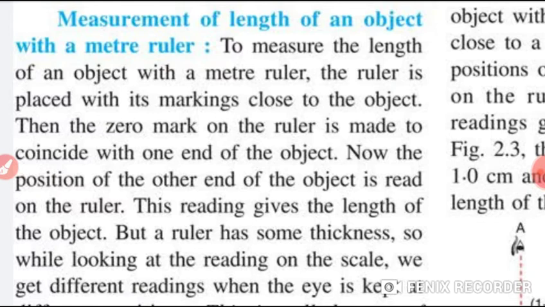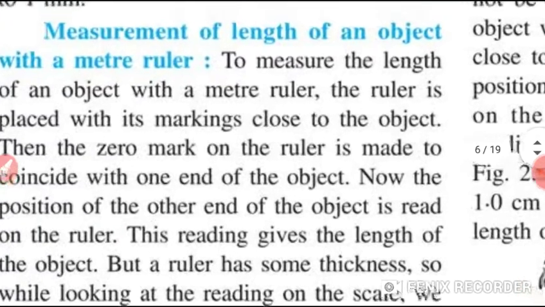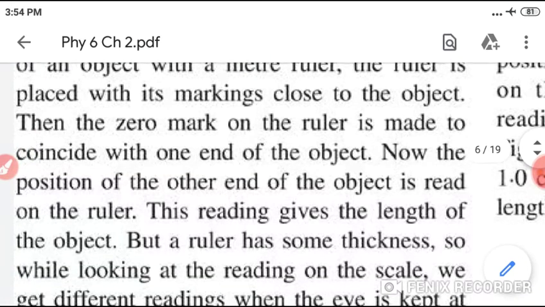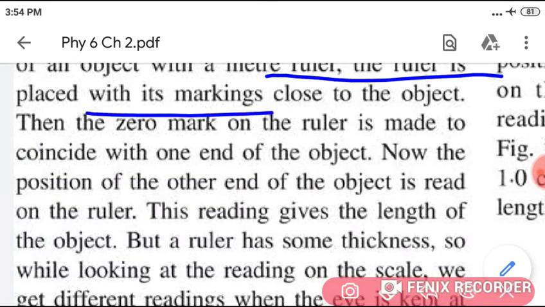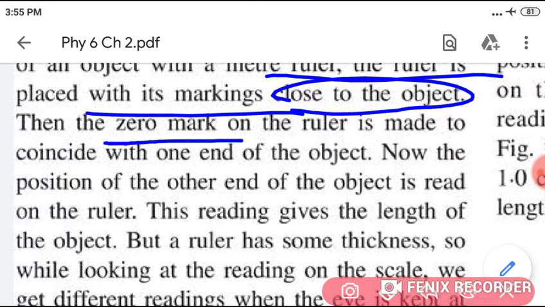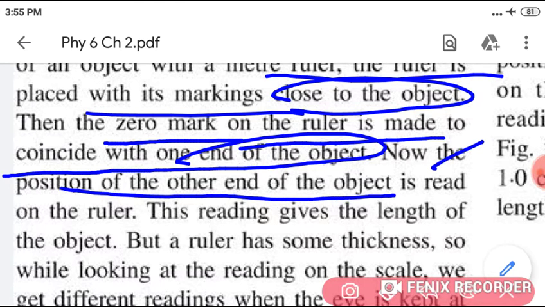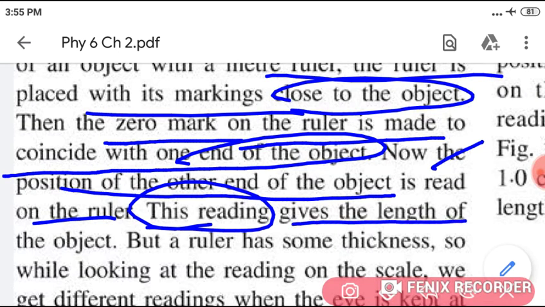Let's start our chapter number 2 with the topic measurement of length of an object with a meter ruler. Students, to measure the length with a meter ruler, the ruler is placed with its marking close to the object. Then the zero mark on the ruler is made to coincide with one end of the object. Now the position of the other end of the object is read on the ruler. This reading gives the length of the object.